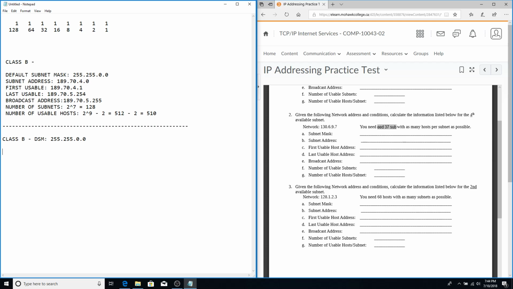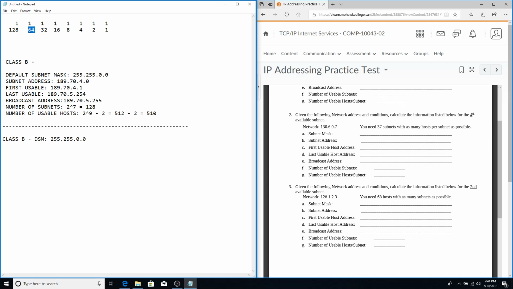Okay, so we got that down, but we don't have a subnet mask yet. We have to determine the subnet mask. The only way to determine the subnet mask is to look at the requirements that we need. We need 37 subnets. So 37 subnets tells us how many subnet bits we need, because we're going to look at this up here and say, what's the first bit that satisfies 37? So obviously we see a 32, and that seems close, but that doesn't satisfy the rule. 64 does though, so that's what we're going to look at.